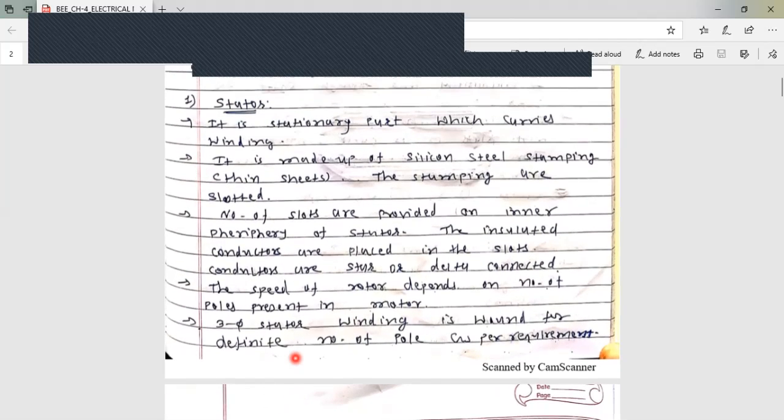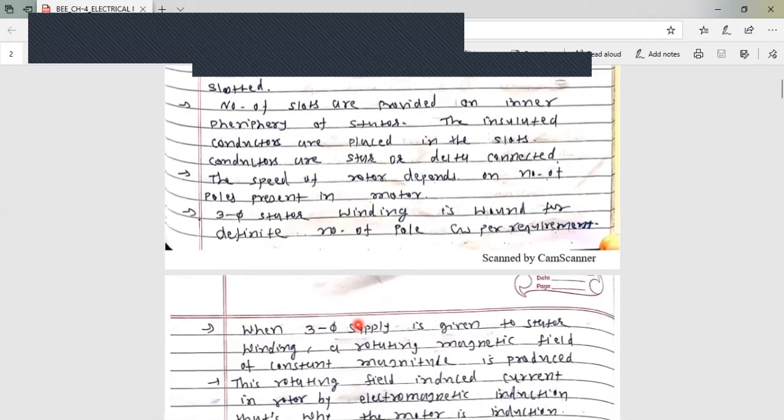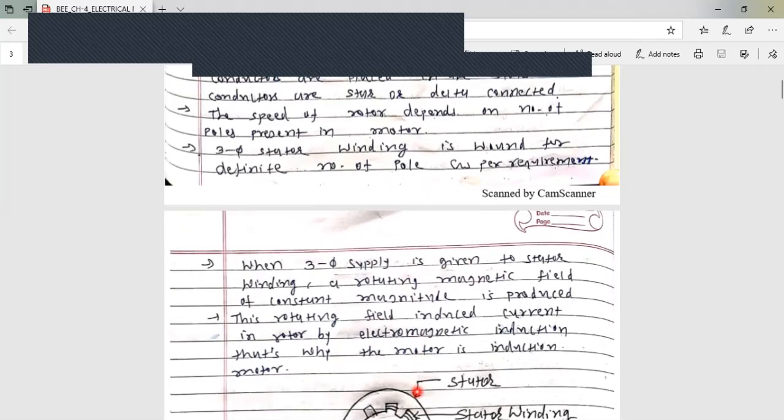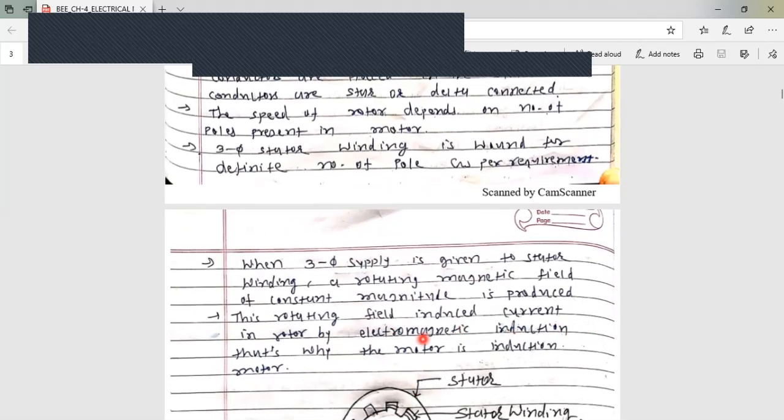See here, I repeat, stator is the stationary part which carries winding. It has inner slots, and in these slots the windings are placed. When we give supply to the stator winding, a magnetic field is produced, and that magnetic field induces current in the rotor by electromagnetic induction. Okay, that's why it is known as induction motor.